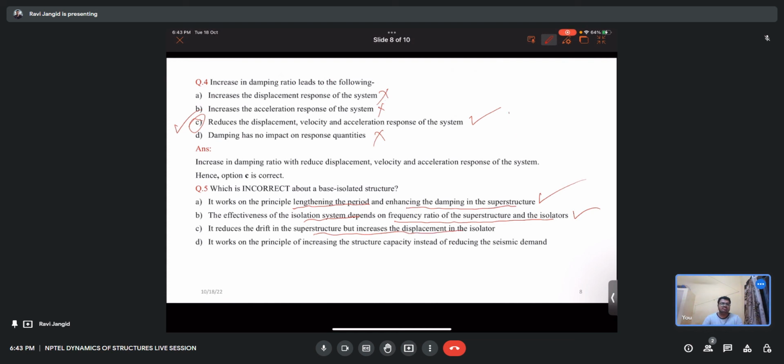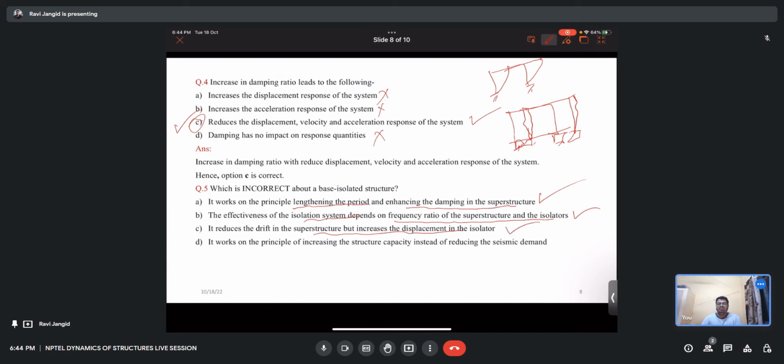Yes, if this is the isolated structure, the deflected shape would be that the isolator would deflect first, and then our structure will deflect only slightly. After deflection of the isolator, our structure is like this, with not much significant, small deflection. If there is no isolator, then our structure will deflect like this, that much. So it reduces the drift of the superstructure also.